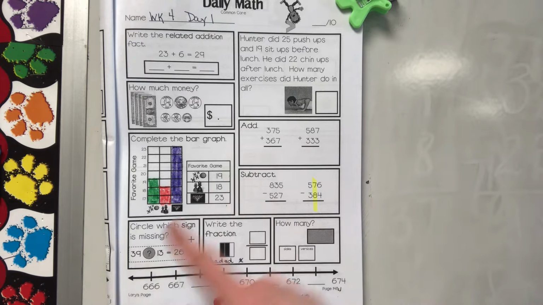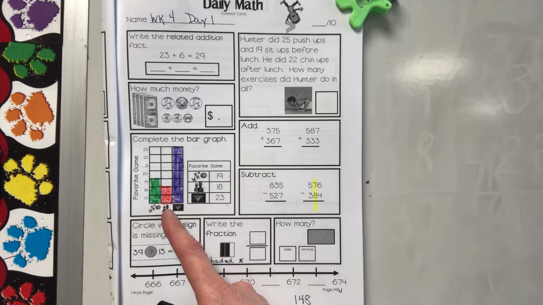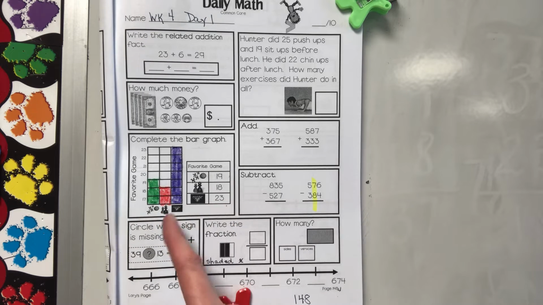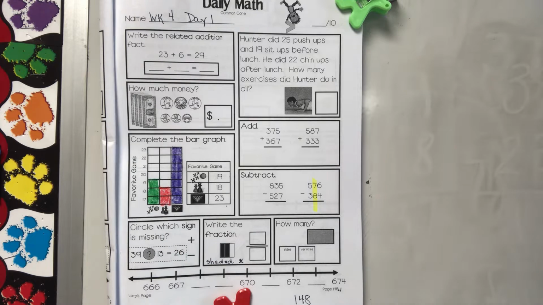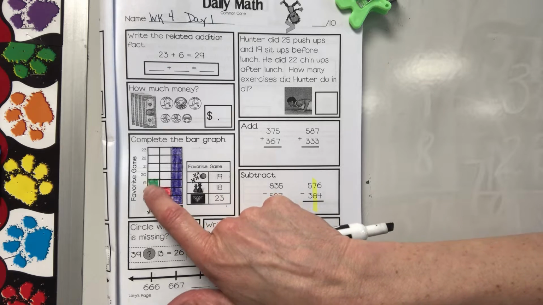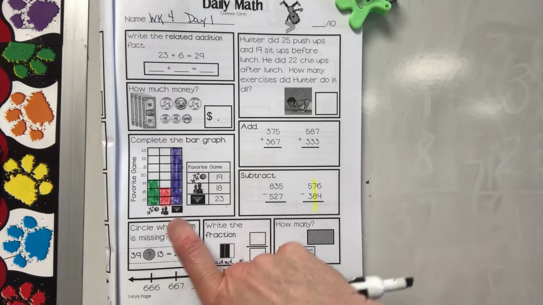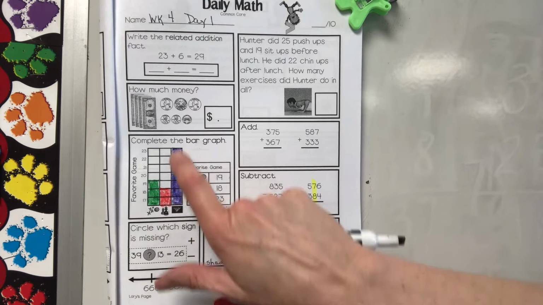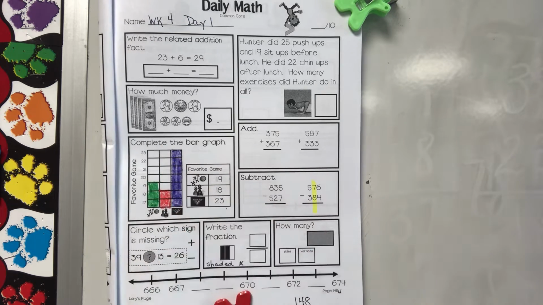So I have colored in the numbers. 19 kids like jacks, 18 kids like chess, and 23 kids like a mysterious game. I'm not really sure what it is, so I'll let you and your family decide. What do we do with information on a graph? Well, we can read that one more kid likes jacks than chess. How many more kids like the mysterious game than chess? 1, 2, 3, 4, 5.